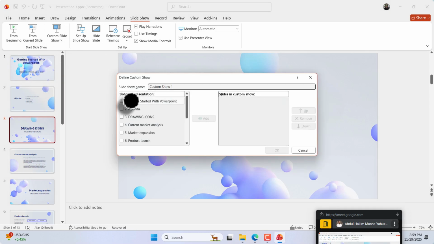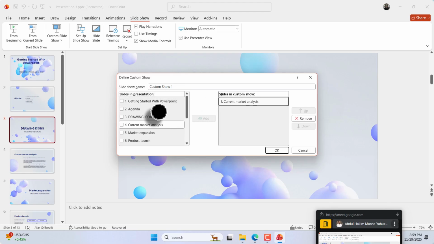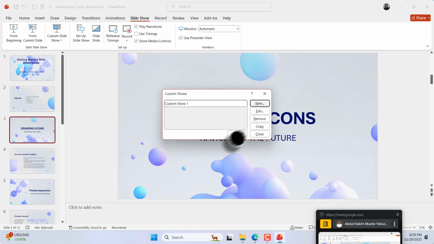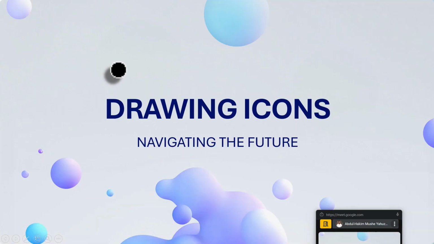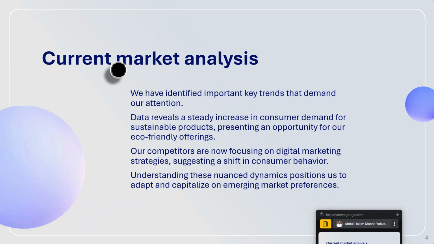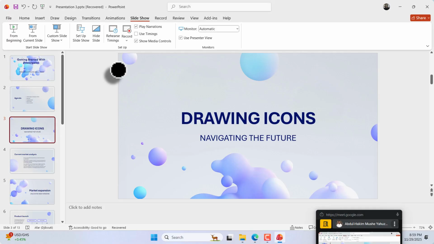Say you want to start from number four, then number one, then number three, then number two, that order. If I go into present, you see that number four and number two become the only ones that I show. I cannot go beyond that.